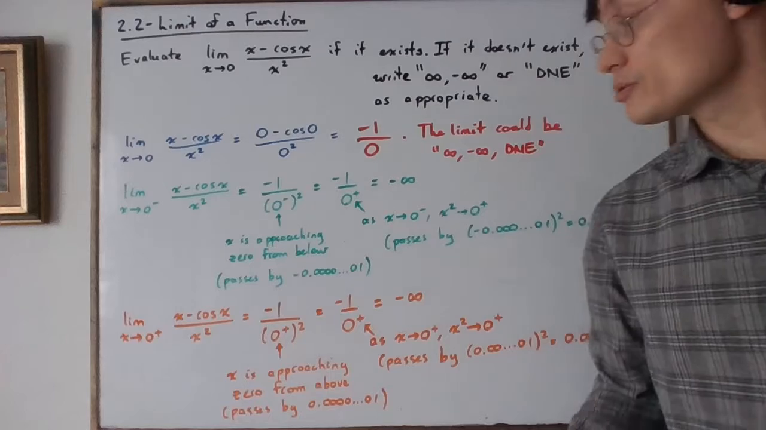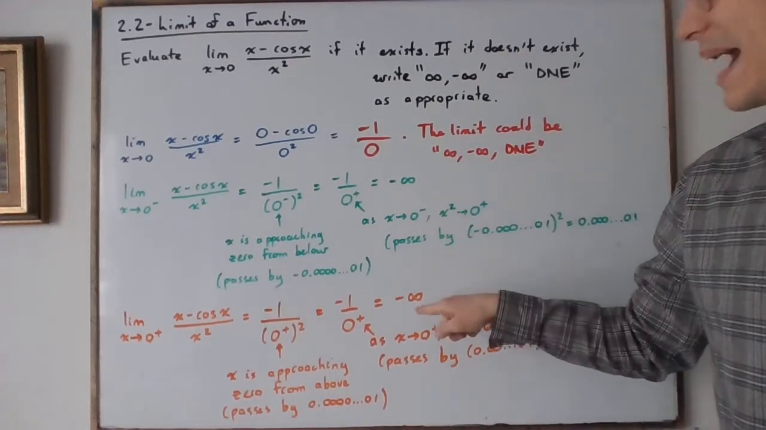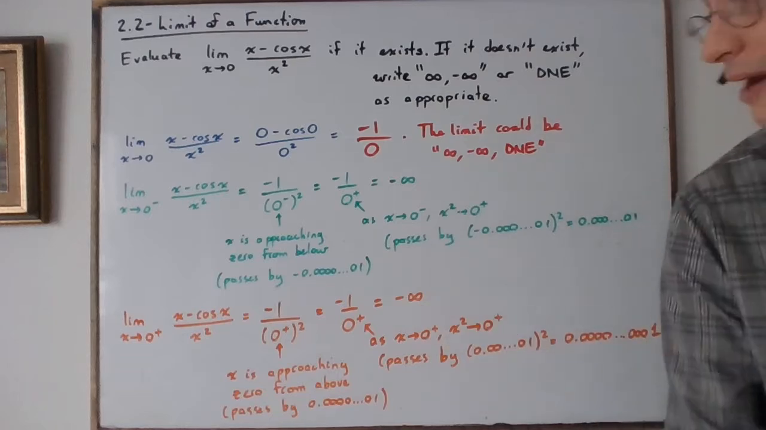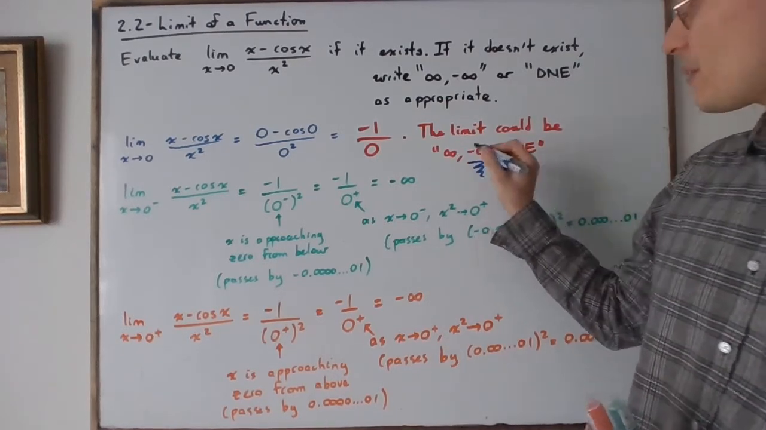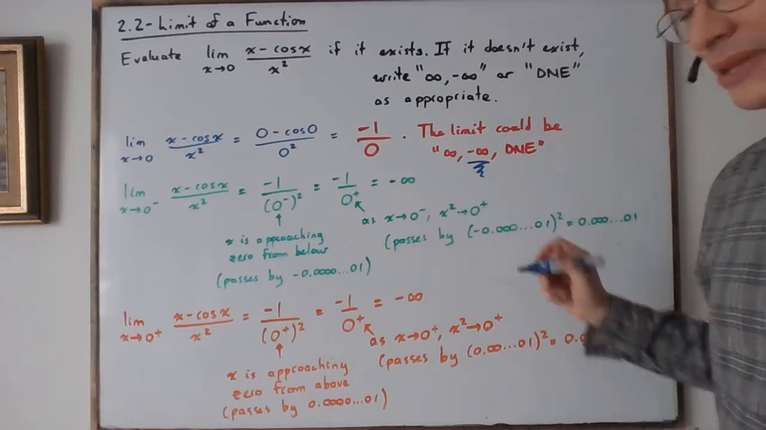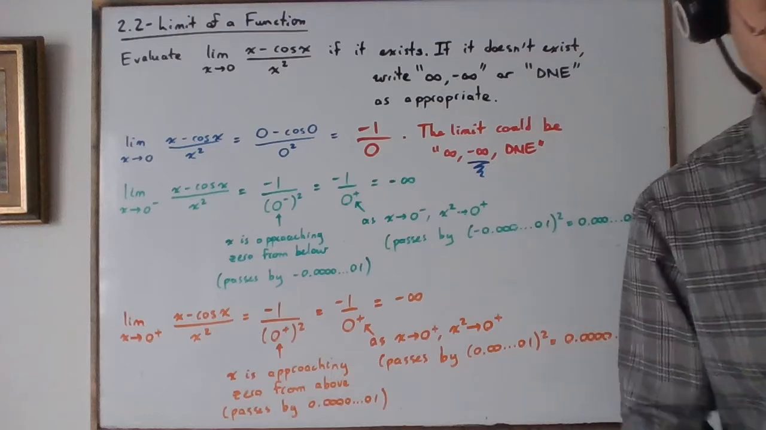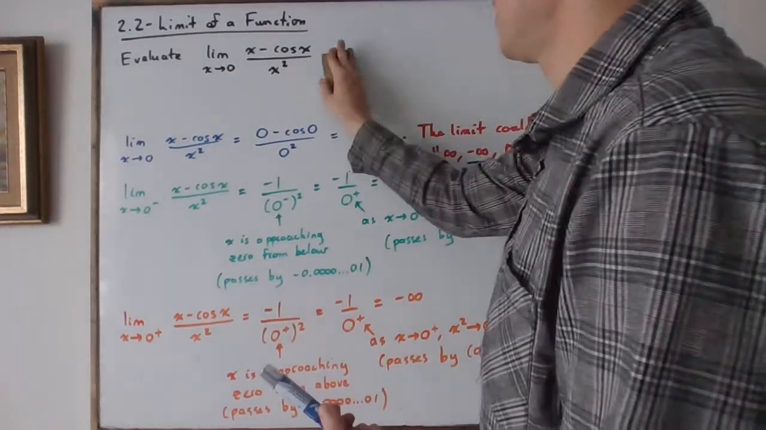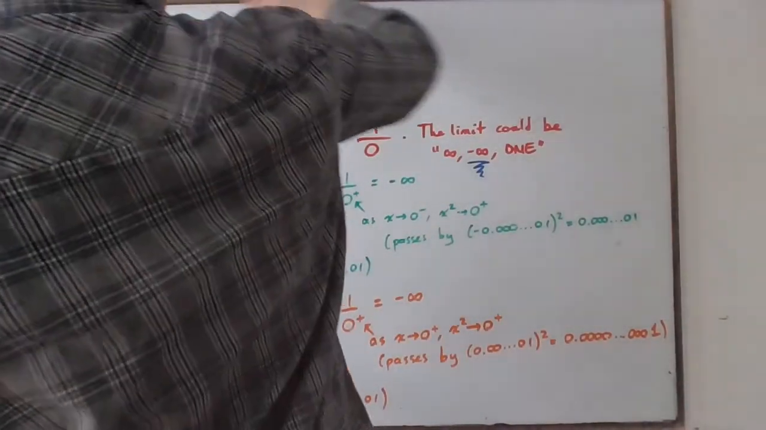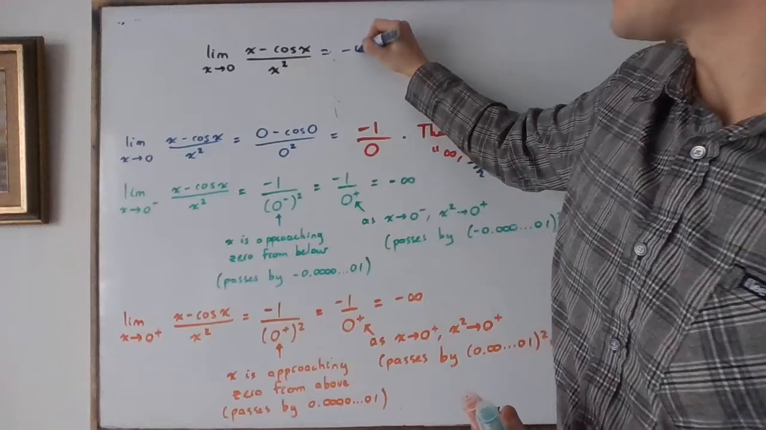As a conclusion, since the limit from above matches the limit from below, you have to conclude that the correct answer is negative infinity. We had the choice between these three, and the right answer is negative infinity. You would conclude just by writing the limit again and saying that this limit is equal to negative infinity.